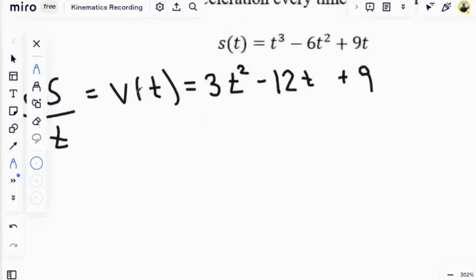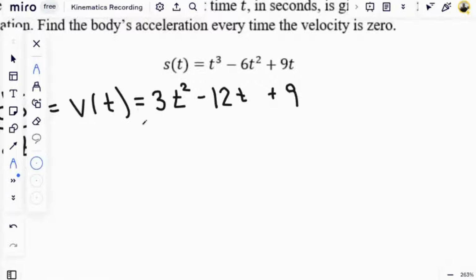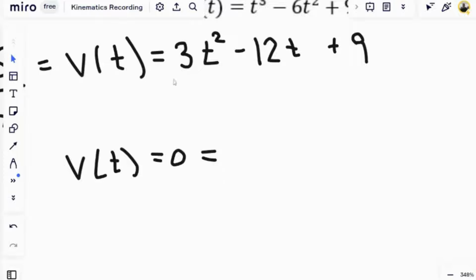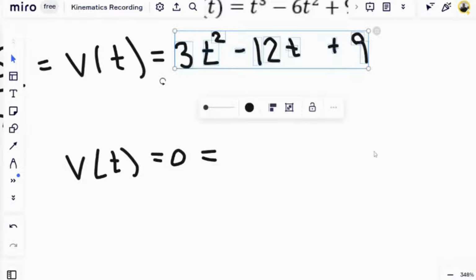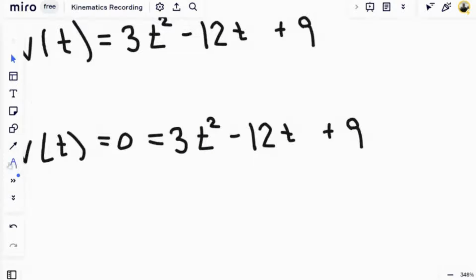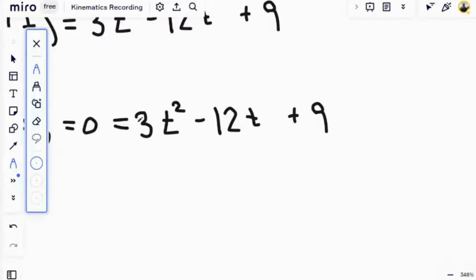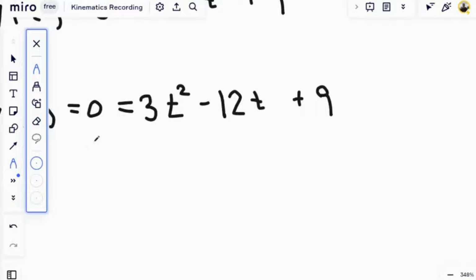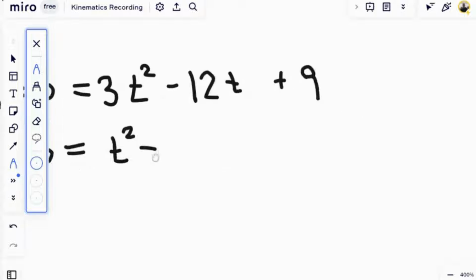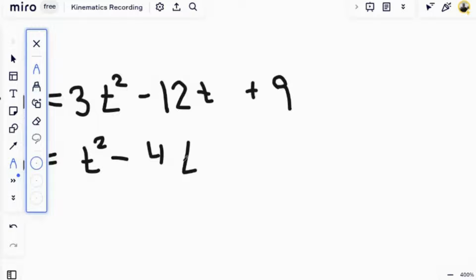Now that we've got our equation for velocity in terms of time, what we can do is set that equation equal to 0. So velocity as a function of time equals 0. I'm just going to copy and paste this down here. From there, we can factor this equation. If we divide everything by 3, that's going to simplify this a little bit. The 0 is going to stay at 0. We divide by 3, and that gives us t squared minus 4t plus 3.